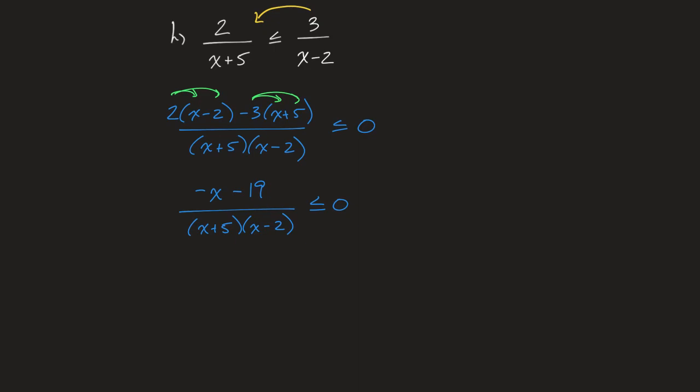Okay, we're back. So hopefully we came up with some key numbers. Those key values for us, well, what makes the top equal to 0? That would be a negative 19. What makes my bottom equal to 0? A negative 5 and a positive 2.